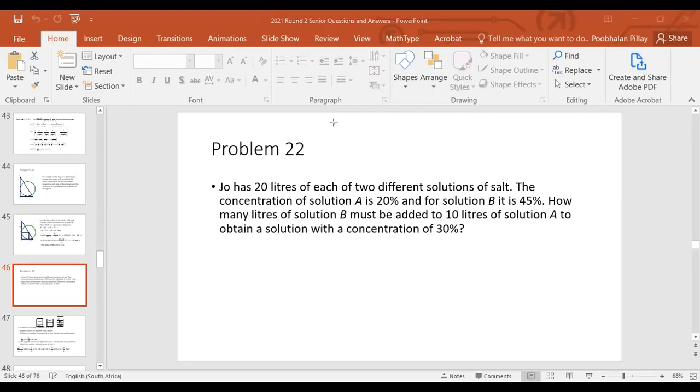So you've got containers of salt solution. Okay, concentration, there are 20 liters. Imagine this container is filled with 20 liters of brine. Salt water is sometimes called brine. And this is your A.